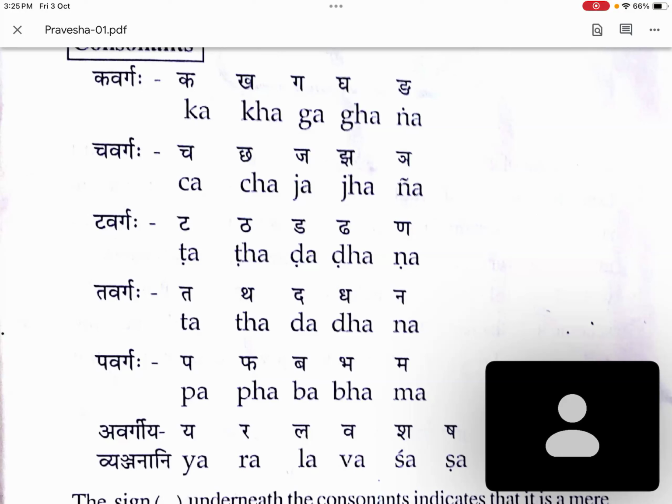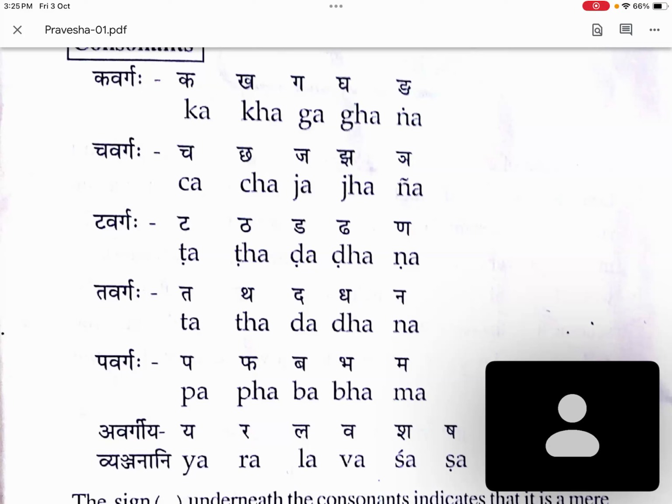Then cha is talu. Cha, cha. How should we keep our mouth? Only if you stretch your jaws a little from the mouth side, that sound will come. You test for yourself. Cha, chha, ja, jha, nya. The nya has the nose sound. So that is a nasal letter.